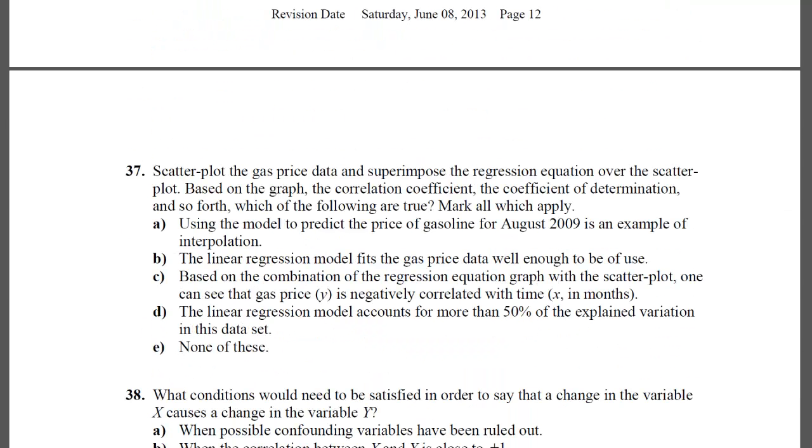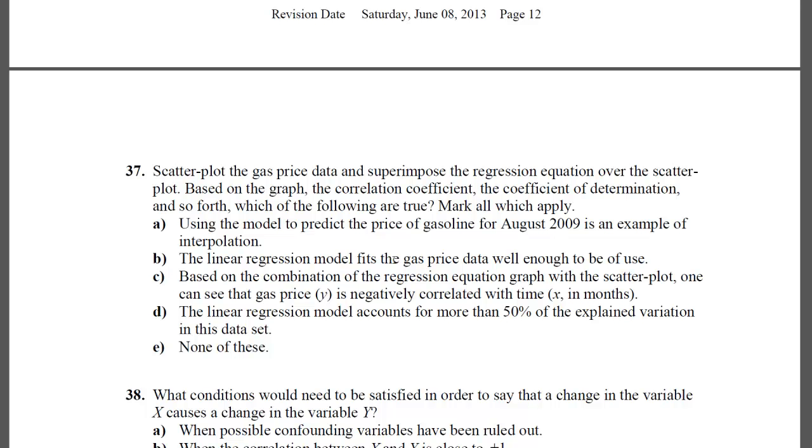Okay. Now 37 is asking you to scatter plot the gas price data and superimpose the regression equation. So we've been looking at that already. And it's asking us to judge which of the following would be true. So we need to mark all that are true. So in other words, the question may have more than one answer. And you can do that with certain multiple guess questions. I usually try to flag it when it's that way because otherwise it's kind of tricky.